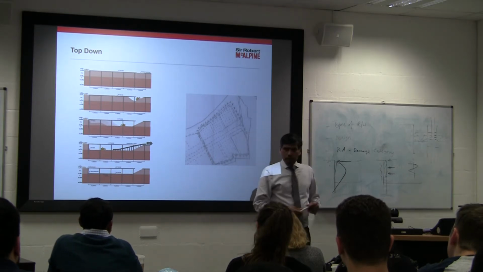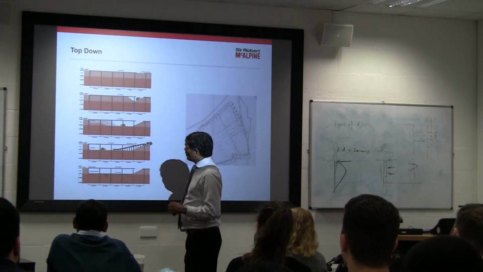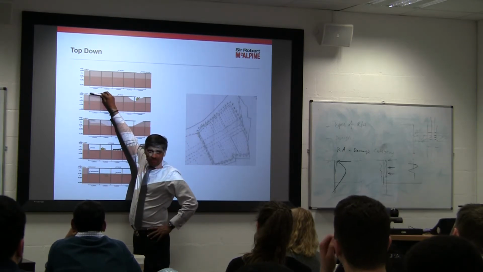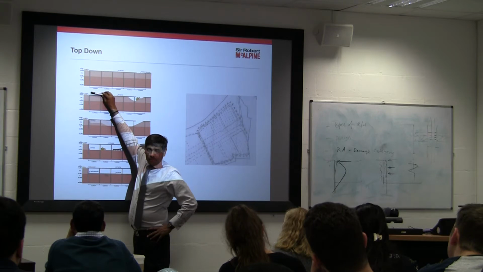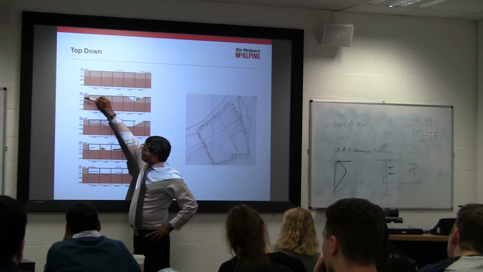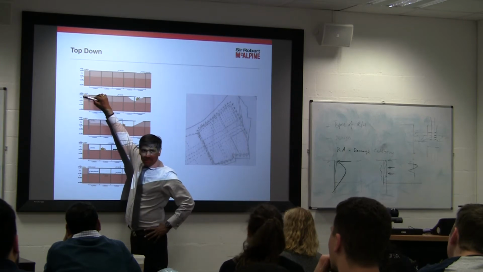So again, what happens in top-down construction is, as you can see, you fix the deck here. Yeah, we've already built the deck. So, are the movements likely to be low or high if there is an adjacent structure here?